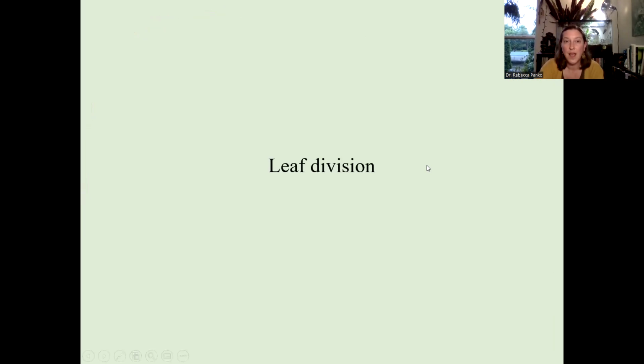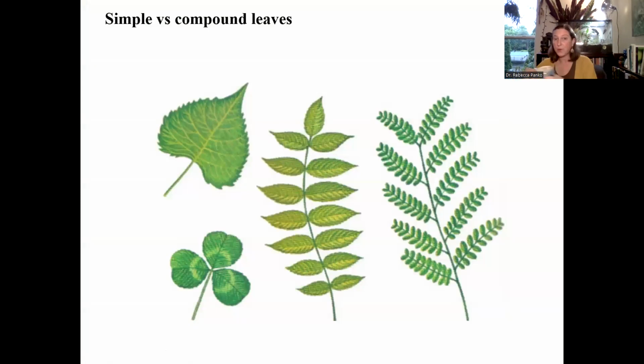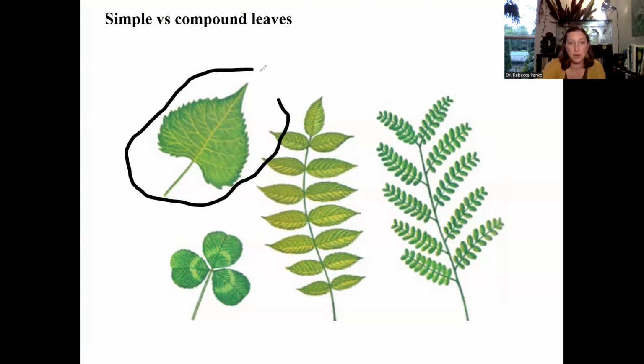All righty. Leaf division. So we already talked about simple leaves versus compound leaves. Compound leaves can vary in their level of complexity, and depending on how they vary, we call them different ways. So that's what this part is going to show you. All right, so simple leaf versus compound leaf. On this slide here, we have one simple leaf and we have 3 compound leaves, right? This is the simple leaf.